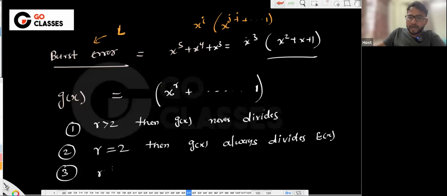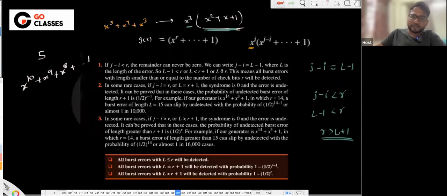Third case will be if R is less than 2, which means this thing is just less than 2, maybe x plus 1, something like this. Let's see the third case. So the third case is saying in some rare cases when j minus i is greater than R, the syndrome is 0 and the error is undetected. In this case also they are saying the error is undetected. It can be proven that in these cases the probability of, okay, I will check later.